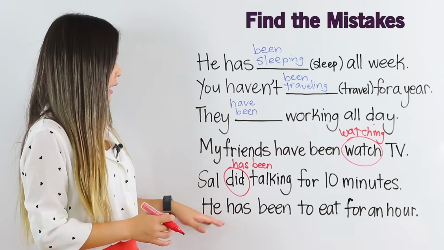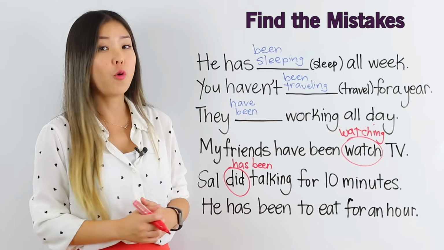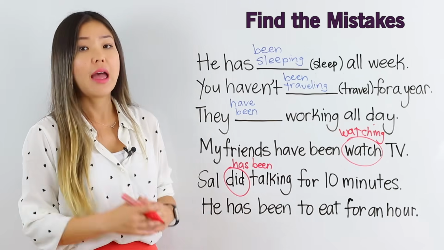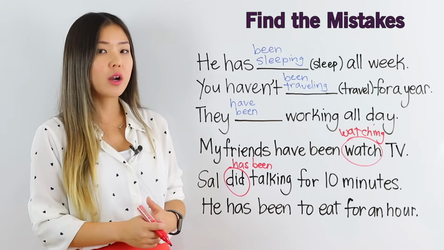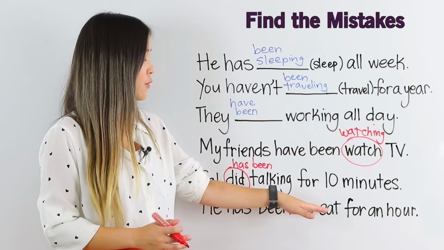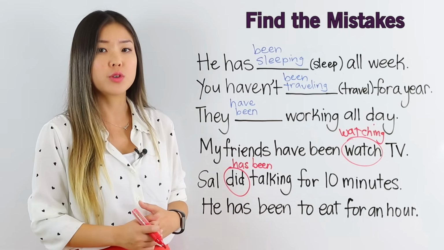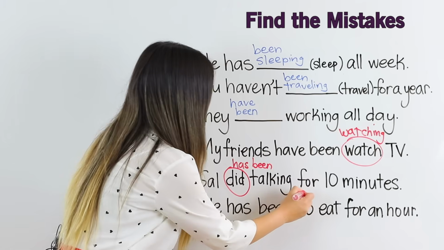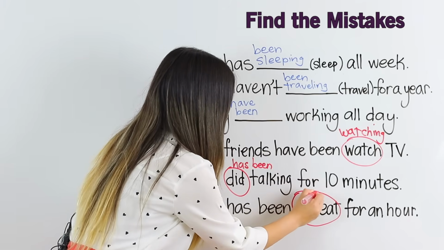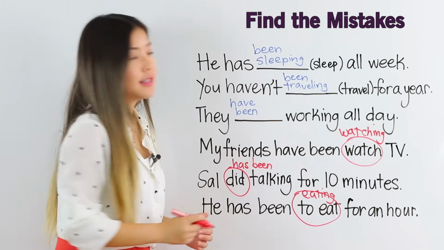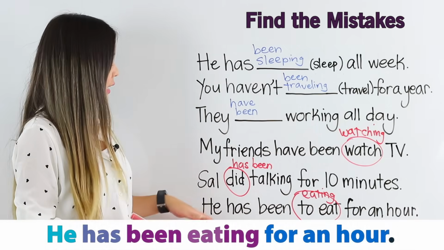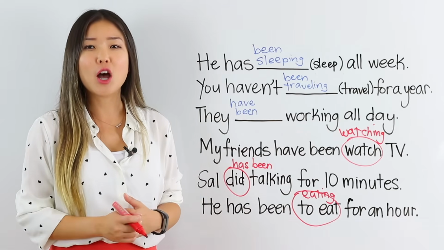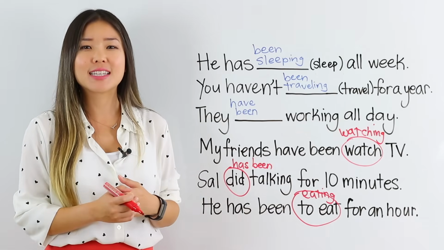And finally, he has been to eat for an hour. He has been. That's correct. However, in this sentence, the base form of the verb eat was used. Instead, remember we need ing. This is the correct answer. He has been eating for an hour. All right, good job, and let's move on to the next practice.